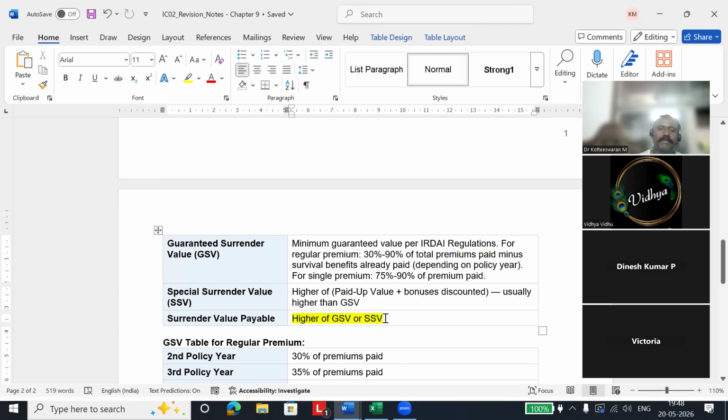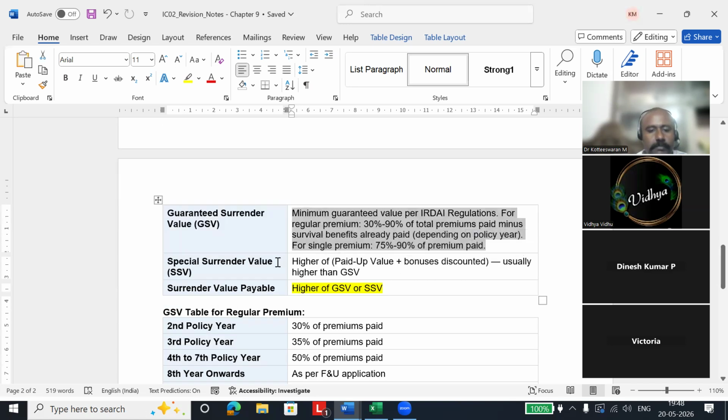So what are the 2 types of surrender value? One is guaranteed surrender value. Another one is special surrender value. Okay, so guaranteed surrender value: all insurance companies should follow the rules of IRDA. IRDA has given some set of rules. If the policy lapses in the first year, the surrender value should be this much; second year lapse means this much; third year lapse means this much. They have kept some rules, so the insurance company should follow them.